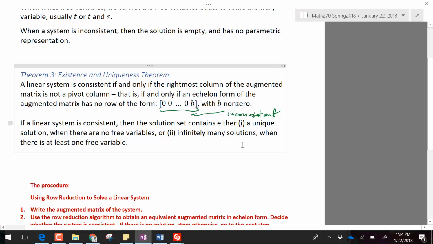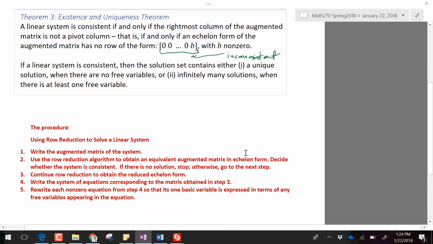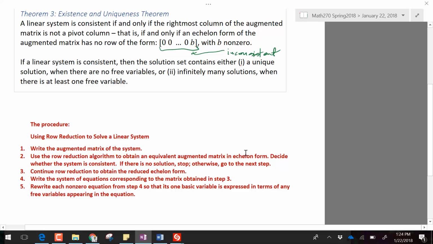The procedure for row reducing and solving for a system is written here. I'm not going to talk much about it. We've done it. We've talked about it a little bit, but I'll let you dig up the notes. By the way, you guys know where to find the notes, right? You guys found the notes from last time?